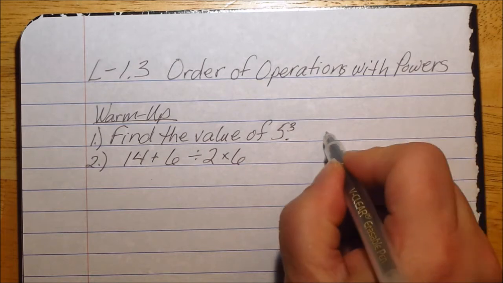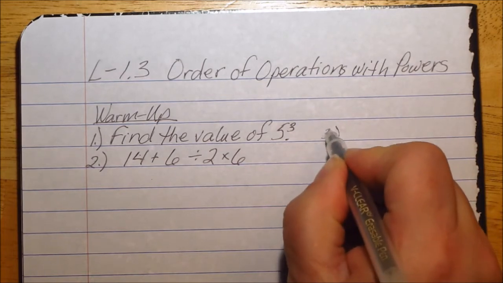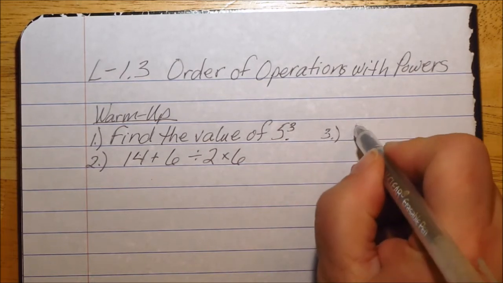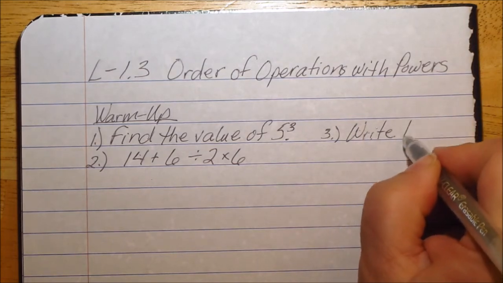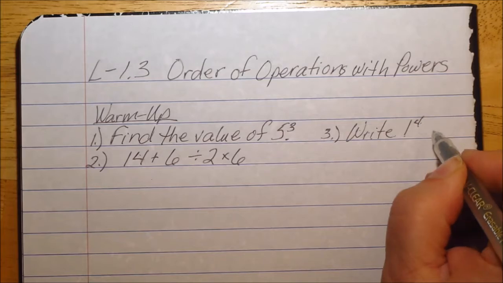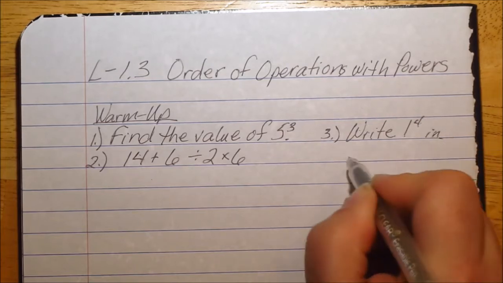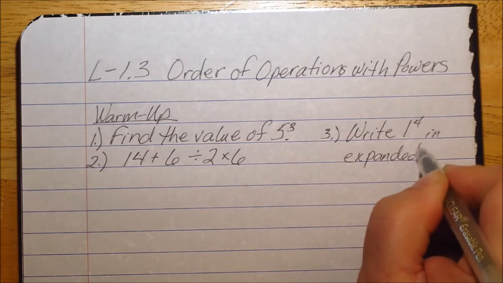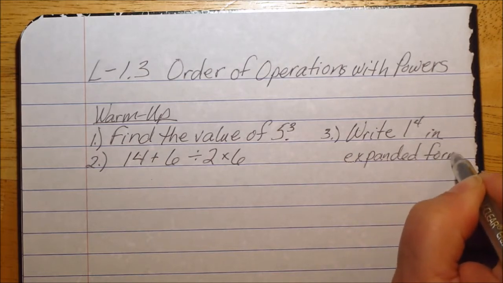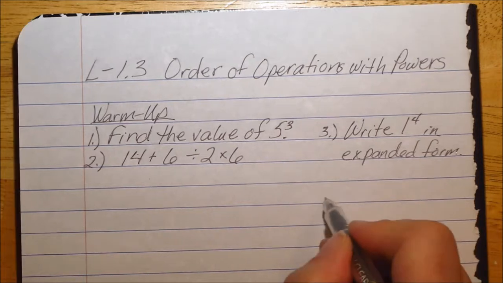So over here, I'll have number 3. Number 3 is write 1 to the 4th power in expanded form. And you should be able to do that right under here.